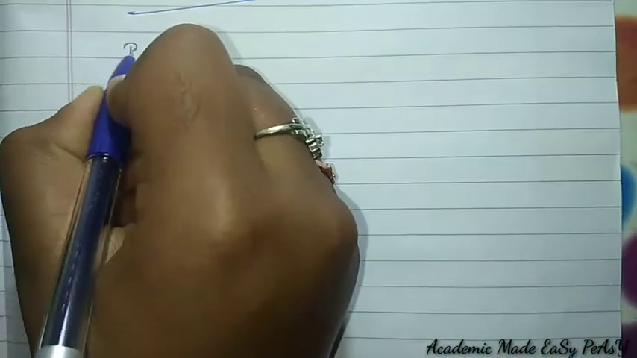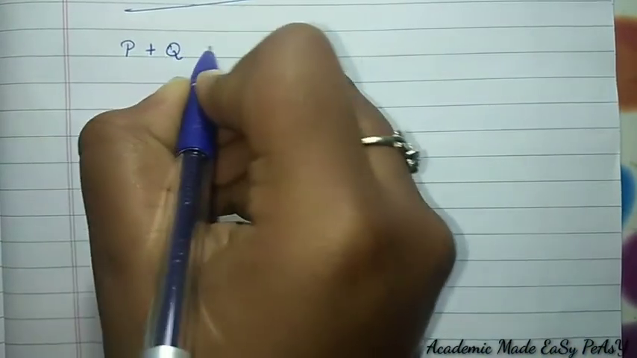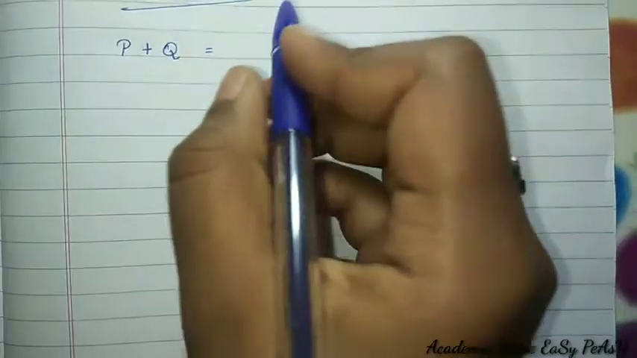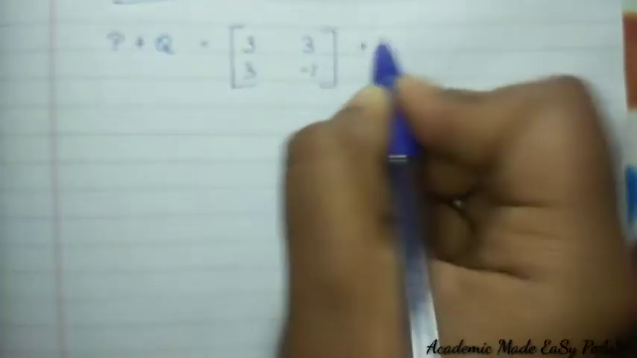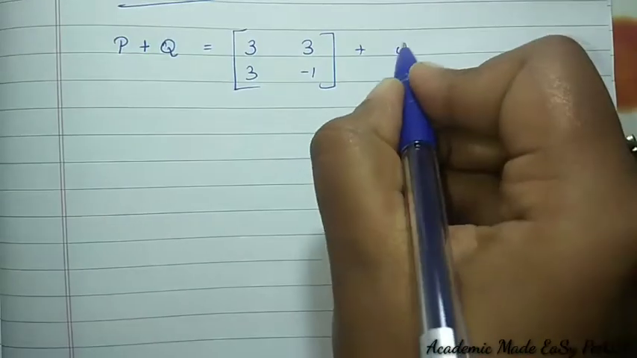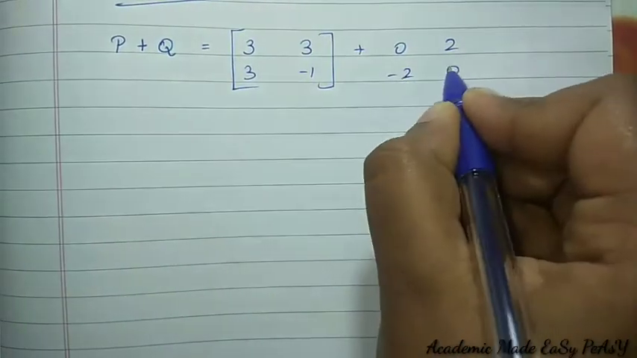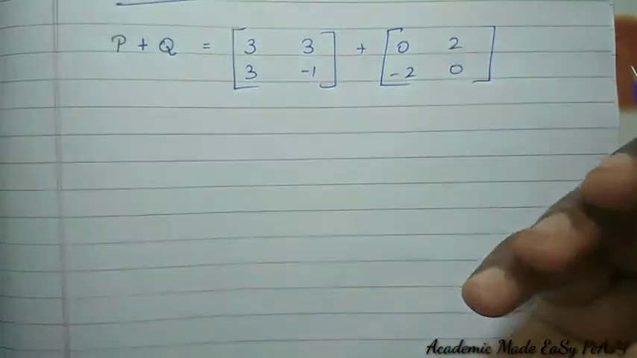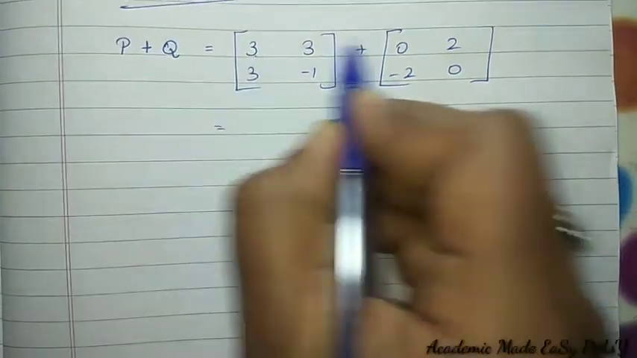Hence, now they are asking us to express it in terms of the sum of symmetric and skew symmetric. So therefore we have to add P and Q. What was my P? 3, 3, 3, minus 1. Plus, what is my Q? 0, 2, minus 2, 0. Isn't it? So now I'm going to add these two.